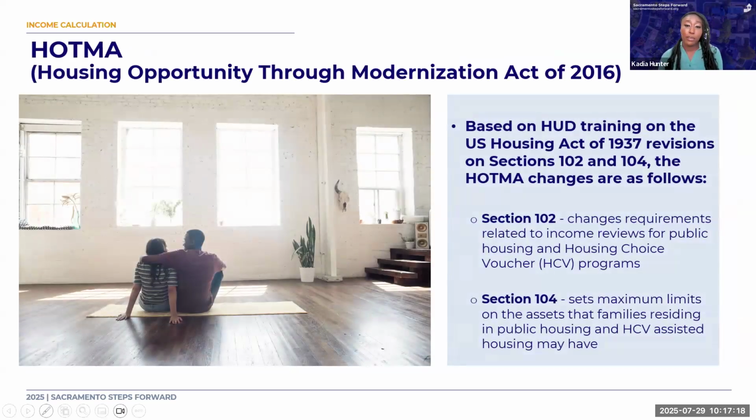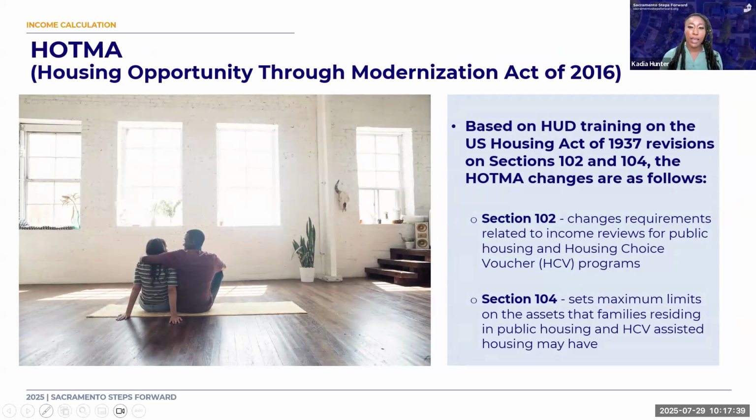All right, so building on that overview, let's talk about determining household income under the latest changes. This is all based on HUD's training from the U.S. Housing Act of 1937 revisions, specifically sections 102 and 104, which were updated through HOTMA.